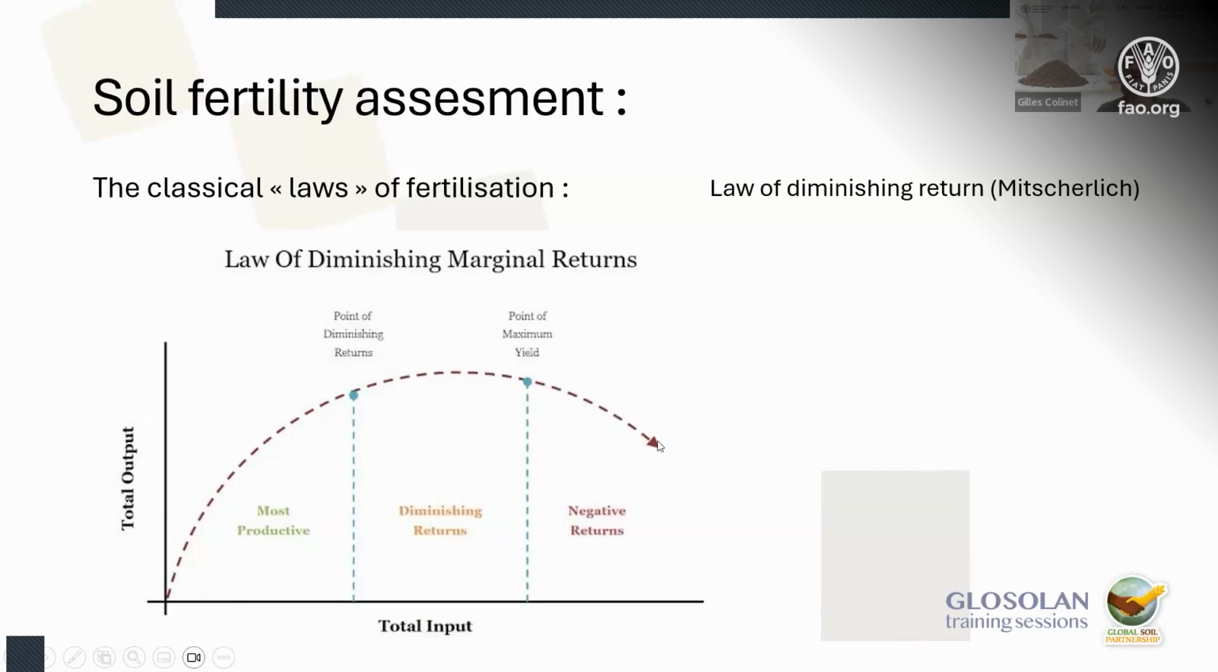And then you can have a decrease of yield. And so the benefits of the fertilization tend to decrease with the amounts that you are going to put. So that's the law of diminishing marginal returns. And when you are here, it's not worth putting additional fertilizers because you will not have a bigger yield and you will only waste money.